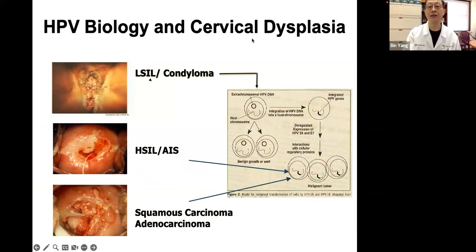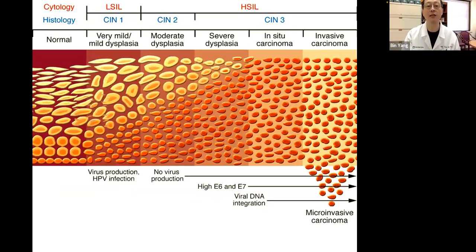So this is just to give you a schematic view. This circular DNA represents the episomal stage. This is a linear DNA integrated in the host genome, and the circular episomal stage you tend to see in early infection and low-grade disease like condyloma and LSIL. But in HSIL, AIS, and carcinoma, you do have this integrated HPV, which drives the malignant transformation.